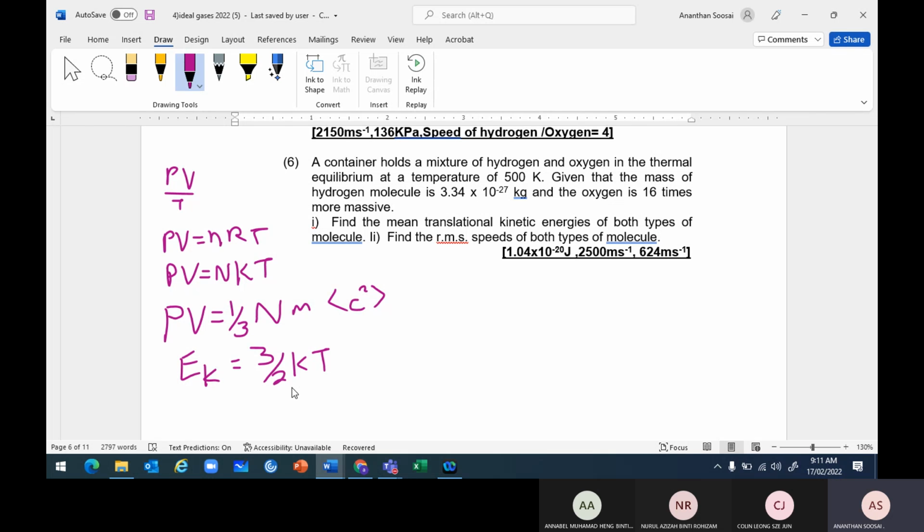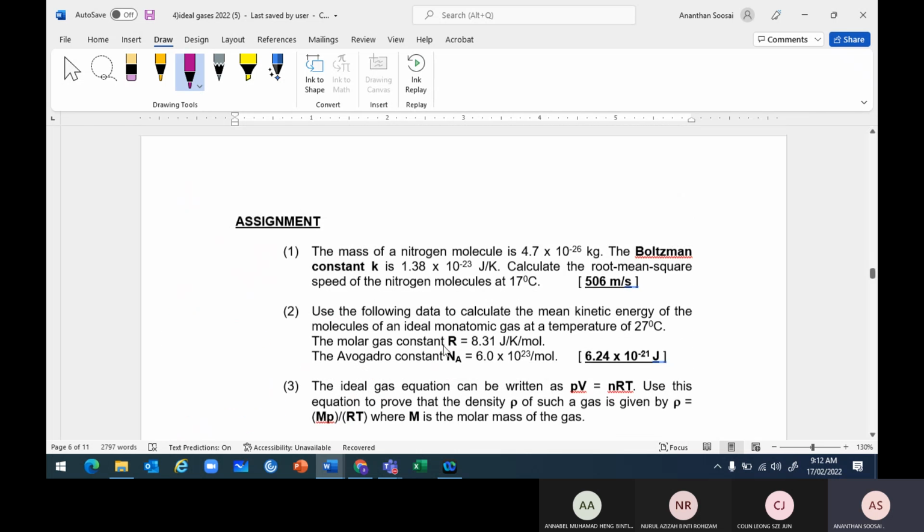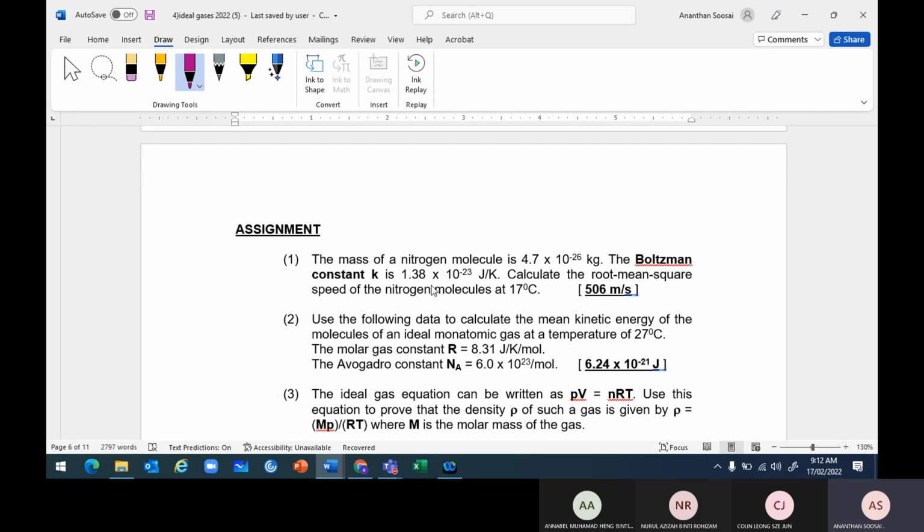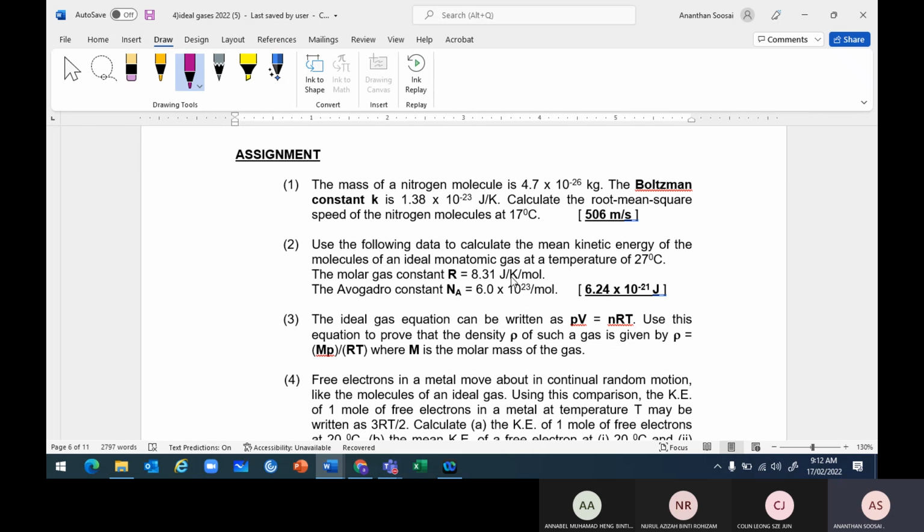3/2 kT. The temperature is of course 500 Kelvin. So 3/2 times the Boltzmann constant, 1.38 times 10 to the power of negative 23. Calculate now. All constants are provided, you don't need to memorize. So k is 1.38 times 10 to the power of negative 23. Hope you already got it down.